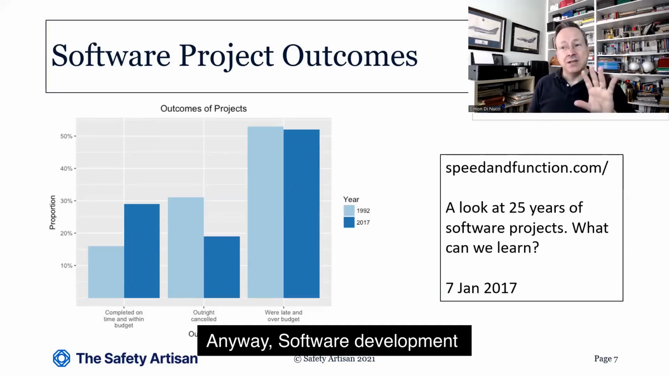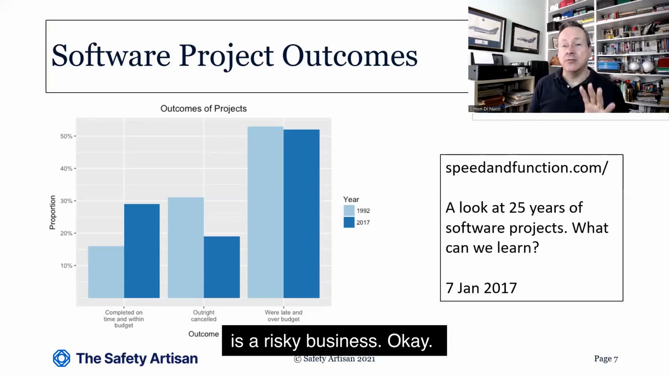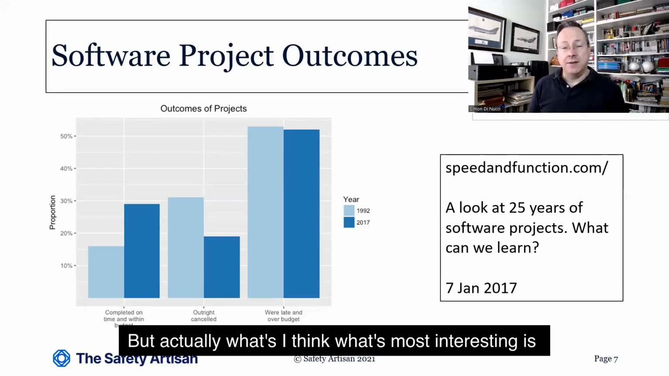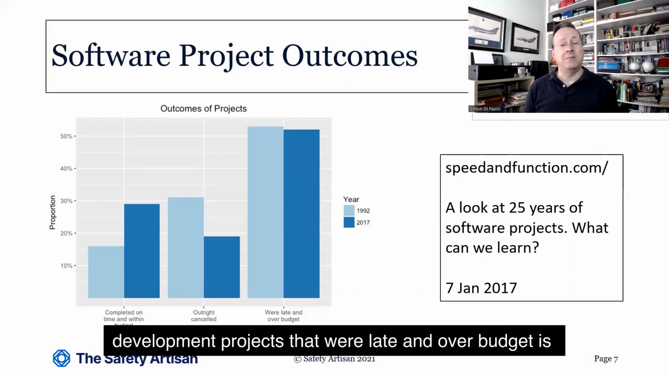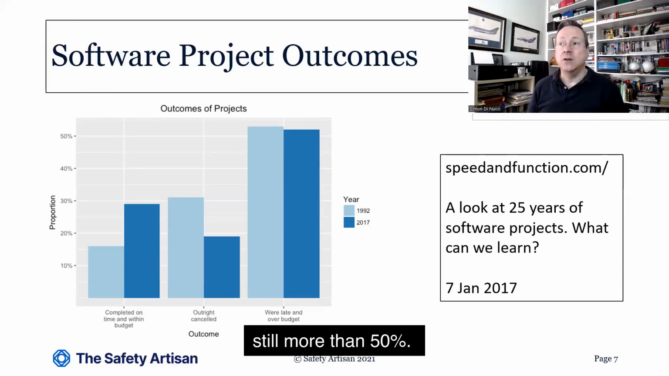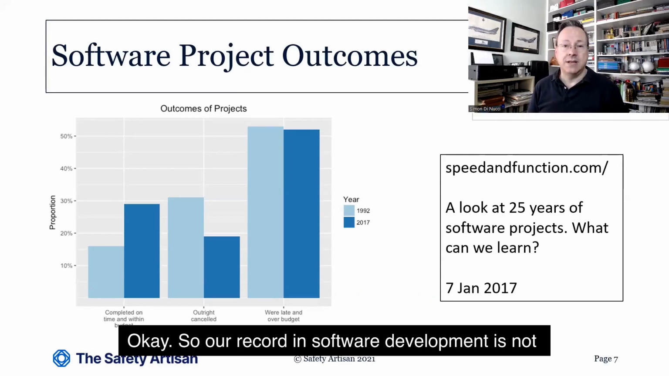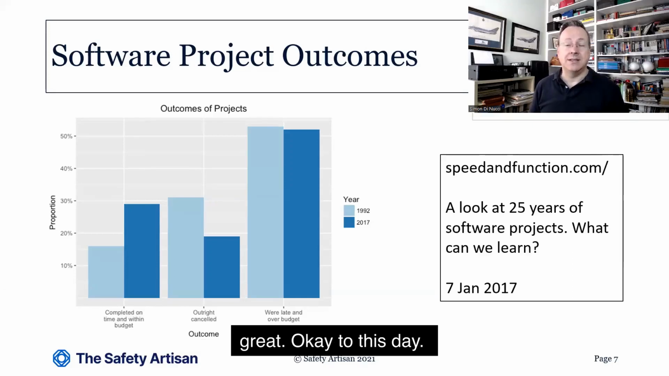Anyway, so software development is a risky business, okay? But actually, I think what's most interesting is that even in 2017, the number of software development projects that were late and over budget is still more than 50%. Okay, so our record in software development is not great, to this day.